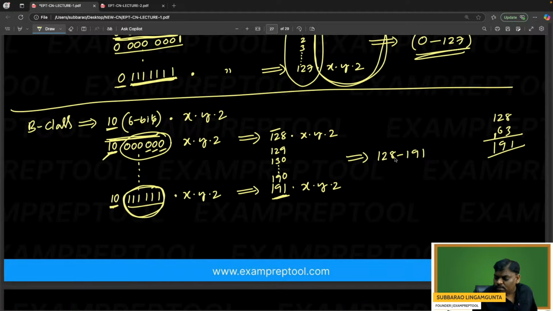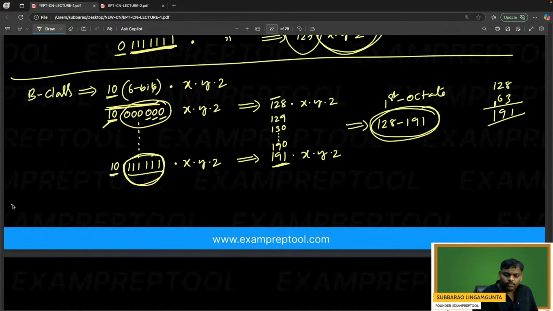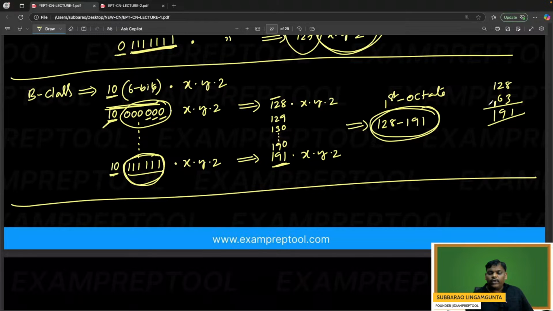If the prefix is 128 to 191, please remember it belongs to class B. The first octet 128 to 191 is going to be class B. Let me know if anyone has any objection, even a small one, please let me know. B class.